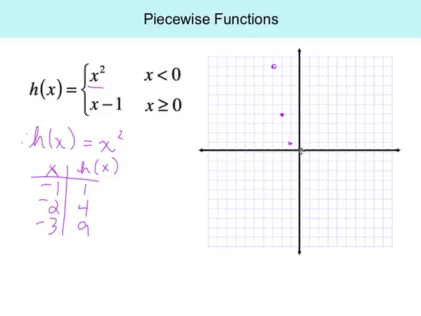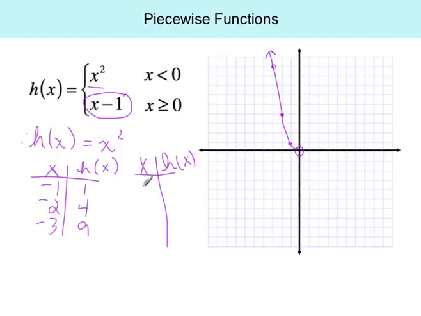Now, what's going to happen is, right at this spot, we're going to have an open circle because we want to graph everything to the left of x equals 0, but not including 0. So I'm going to connect these points, like so. And now, at x equals 0, I'm going to start graphing this part. So we're going to make a new t-chart.